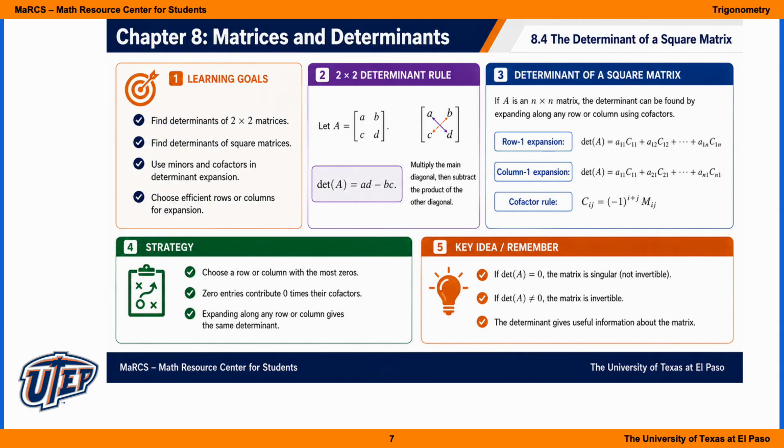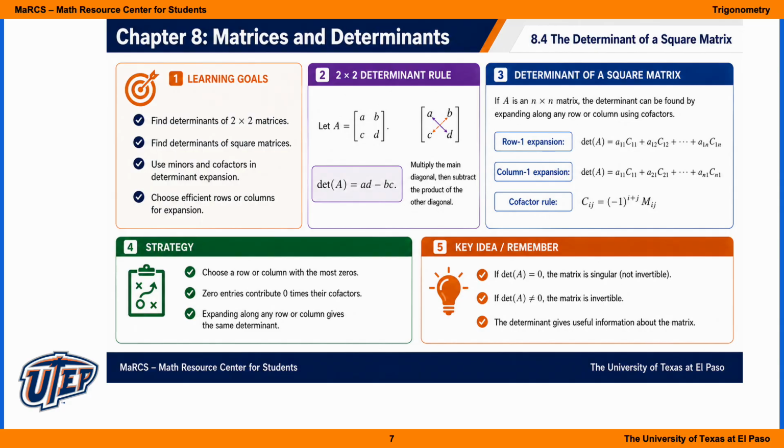Now the determinant of a square matrix can be computed using cofactor expansion. First we compute the minors, then the cofactors, then we can expand either along the rows or the columns. We want to choose a row or column with the most zeros so that those 0 entries will contribute 0 times their cofactors. That just means those terms will vanish since 0 times any number is 0. We can expand along any row or column and we will get the same determinant.